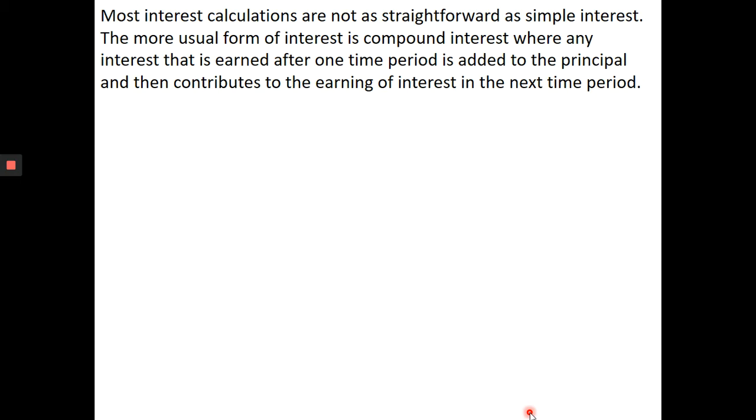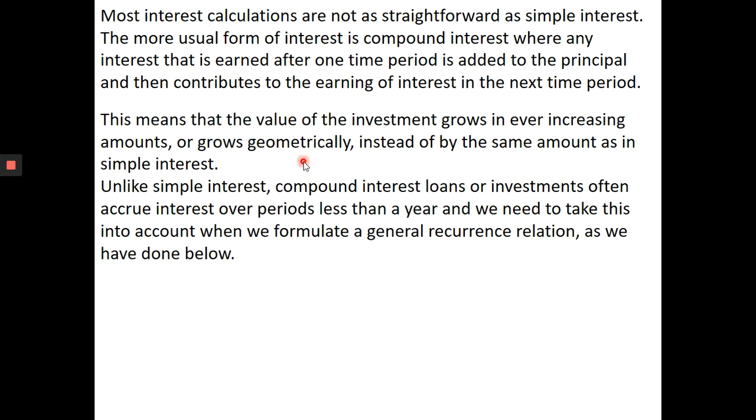So as we mentioned, simple interest is your linear. Compound interest is your geometric. So we looked at simple interest where you just add $100 each year. Compound interest is where you add a certain percentage each year. So the value will change each year. So we'll look at things like loans, investments.